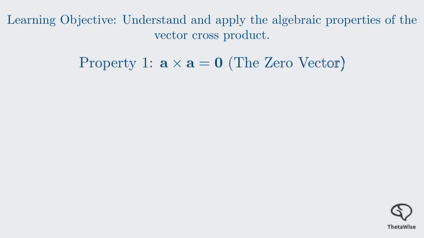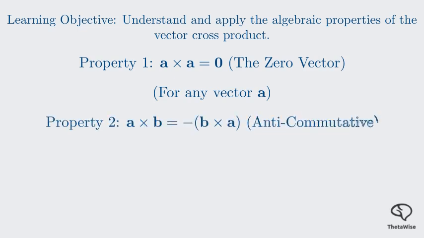First, the cross product of any vector with itself is the zero vector. Let's prove this quickly. If A equals B, then A cross A will have identical rows in its determinant. A property of determinants is that if two rows are identical, the determinant is 0. So, A cross A is the zero vector.